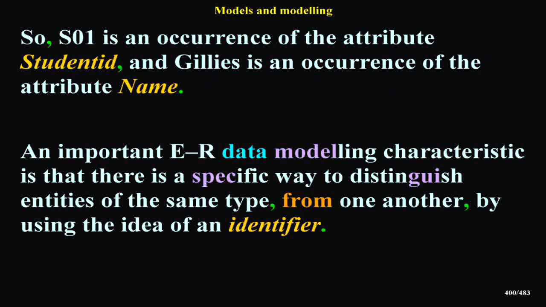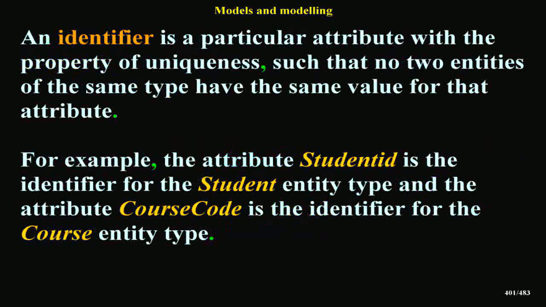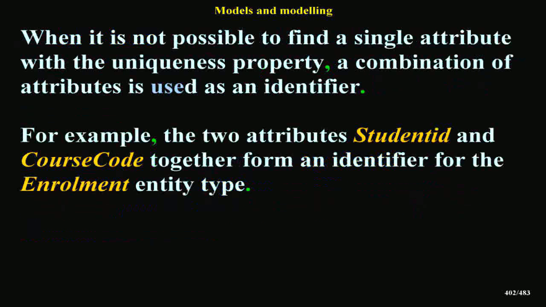An important ER data modeling characteristic is that there is a specific way to distinguish entities of the same type from one another by using the idea of an identifier. An identifier is a particular attribute with the property of uniqueness, such that no 2 entities of the same type have the same value for that attribute. For example, the attribute studentid is the identifier for the student entity type, and the attribute course code is the identifier for the course entity type.